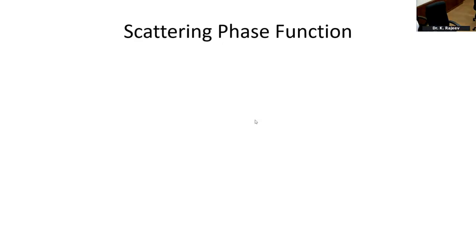Here the phase function will look like this. It will not be 0. The phase function will actually not even be like this, and there will be a small hump. This minimum here and a small hump. Okay. So this is the way. Actually, it may not even be like this.